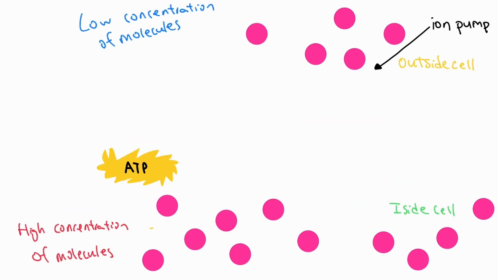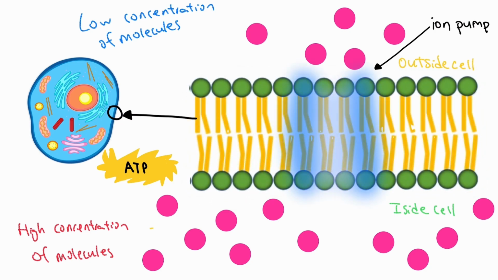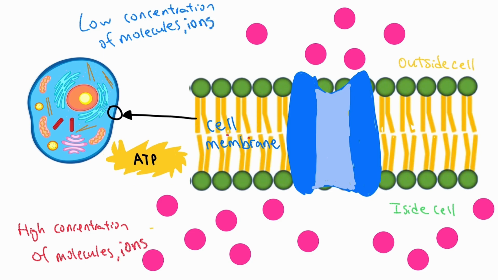Now, let's take a closer look at the active transport. The active transport is a process that sends the molecules from low concentration area to high concentration area through the ion pump. The ion pump is the one in dark blue and light blue. And this process would require ATP, energy. And this whole process would happen in the cell membrane.